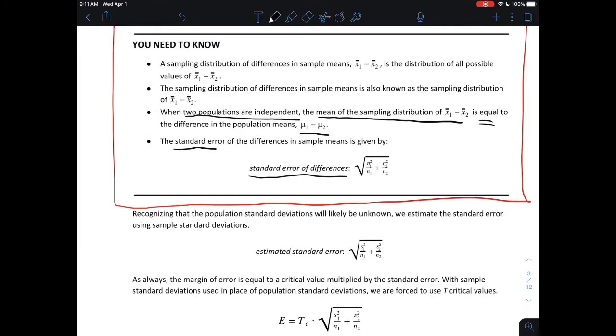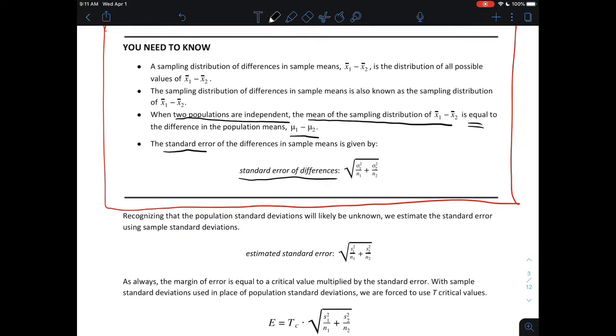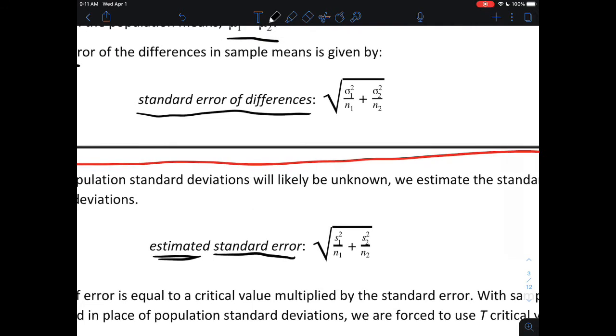Recognizing that the population standard deviations will likely be unknown, we estimate the standard error using sample standard deviations. So notice this next standard error is an estimated standard error, and it has the same formula. It's a square root of the sum of two fractions, but now we have the variance for sample 1 divided by sample size 1 plus the variance for sample 2 divided by sample size 2.